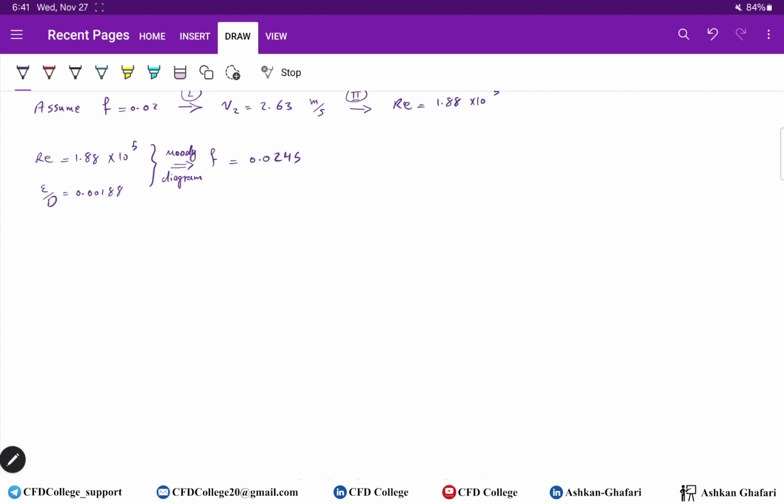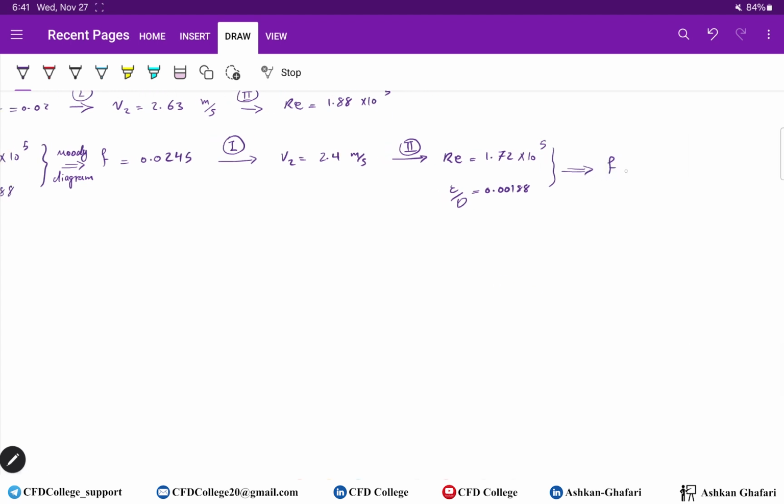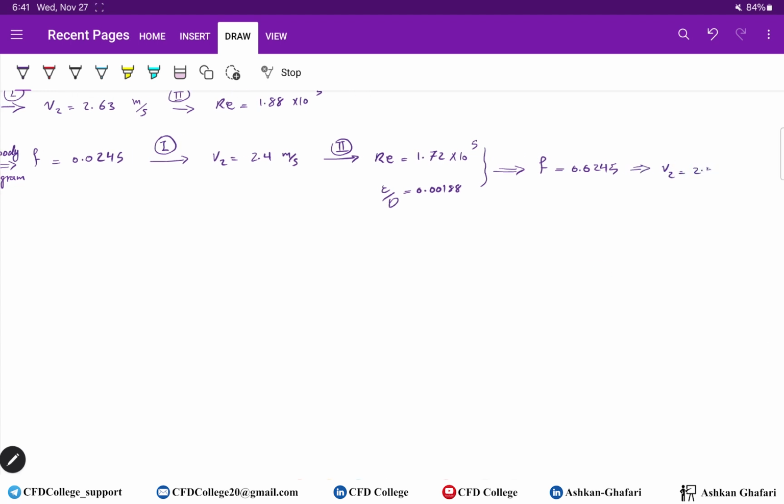Now by this new F, you have to do the math again. From equation 1, you can find velocity equals 2.4 meters per second. Then by equation 2, you can find the Reynolds number, 1.72 times 10 to the 5. And now by this Reynolds number and epsilon over d equals 0.00188, if you go to the Moody chart again, you can find F, which is pretty similar, 0.0245. So this results in velocity equals 2.4 meters per second from equation 1. So now you have both friction and velocity.